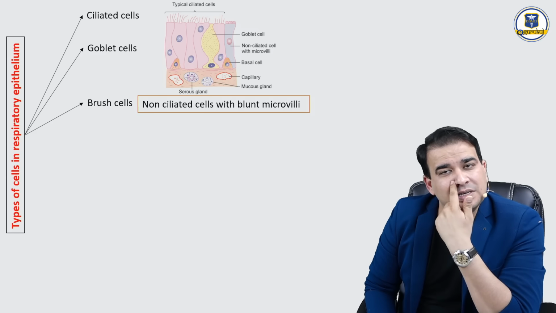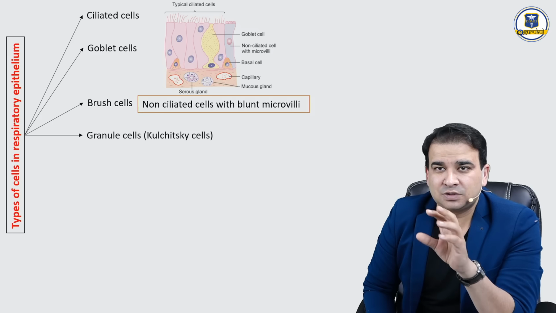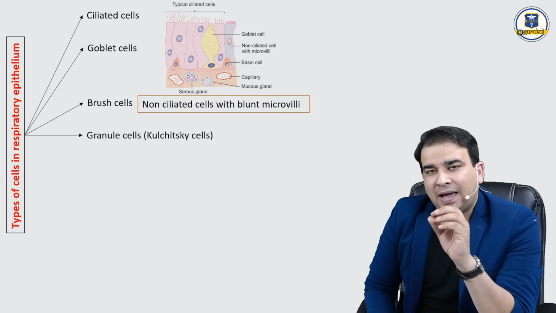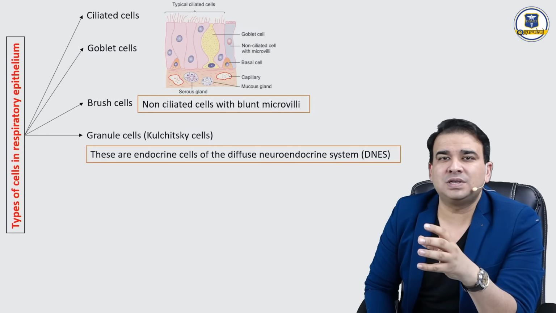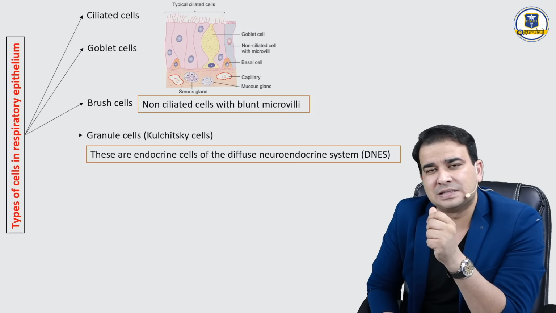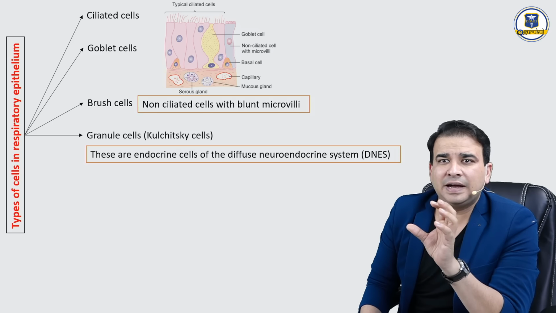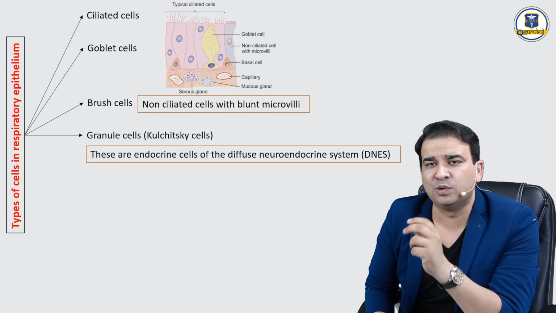Then we have these important cells called the granule cells, also called the Kulchitsky cells. That question is also asked once, the Kulchitsky cell or the granule cells. And these are the endocrine cells which are a part of a diffuse neuroendocrine network. We will talk about the diffuse neuroendocrine system when we talk about the histology of the endocrine glands. So just remember, we have endocrine cells there, which are called the Kulchitsky cell or simply the granule cell.